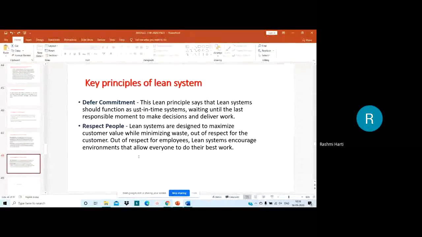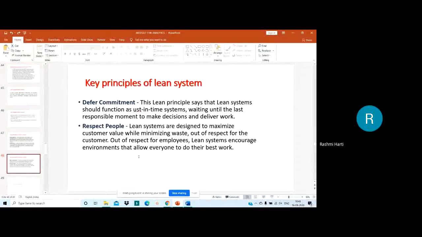Apart from that, you have defer commitment. This lean principle says a lean system should function as a just-in-time system, waiting until the last responsible moment to make decisions and deliver work. So here you see to it that commitment is managed in such a way that you make proper decisions and deliver the right work at the right time.